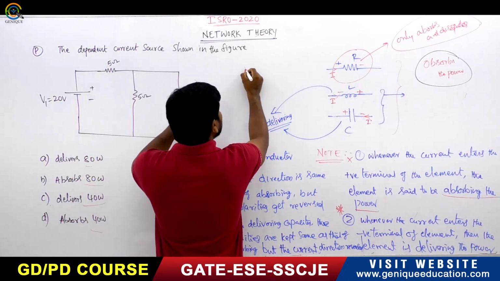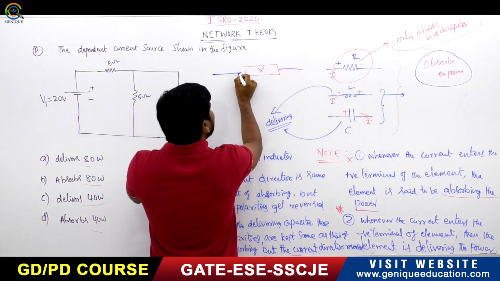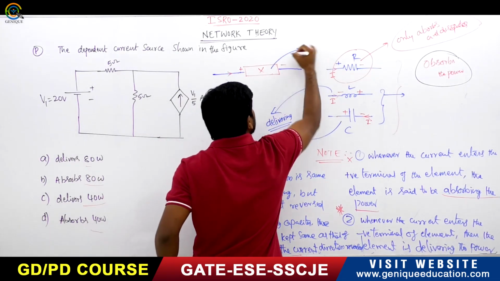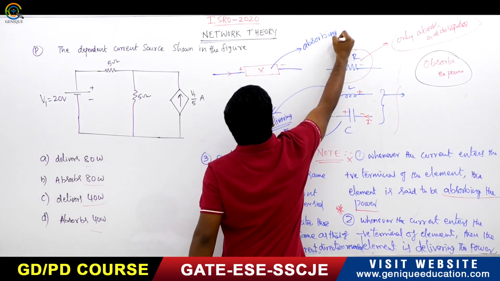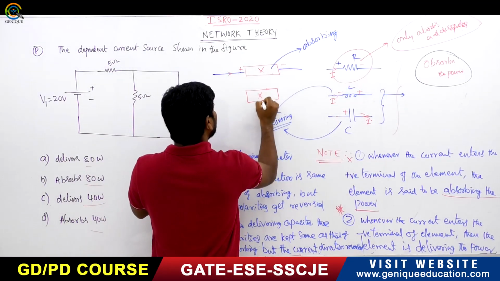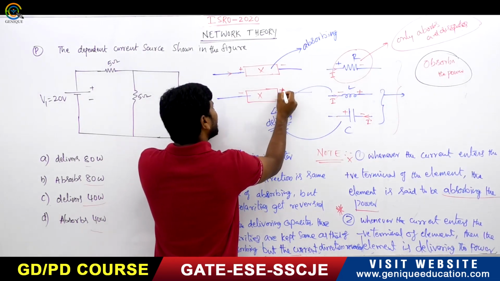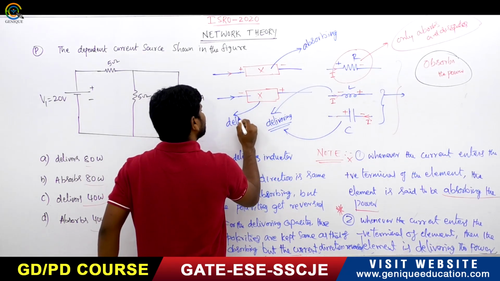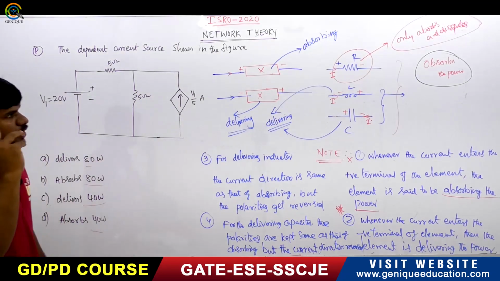If you take any element, let us suppose any element. Whenever the current enters the positive terminal of this element, what is the meaning of this? This is absorbing the power. Suppose for the same element, if the current is entering the negative terminal, then what happens? The current is entering the negative terminal. This is called delivering. These are the 2 points that must be kept in mind.